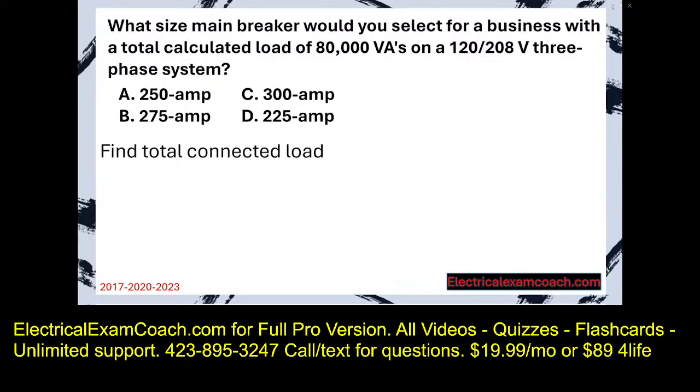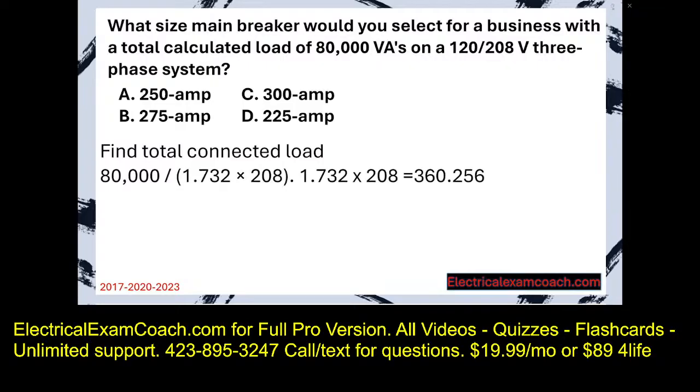Step 1, find our total connected load. In this case, they've done the work for us. They've given us the 80,000. Now all we have to do is divide. We do our little bit of pre-work and we end up with 360.